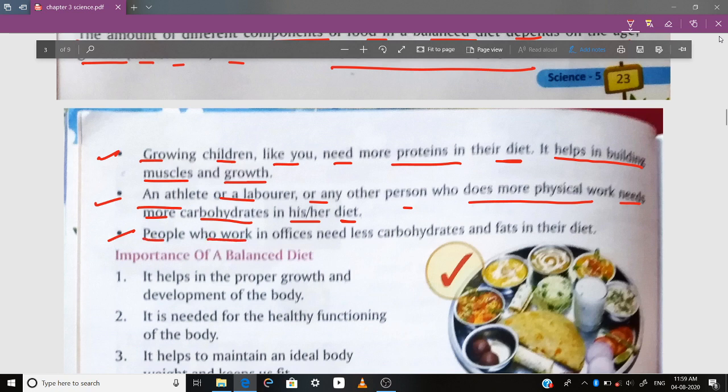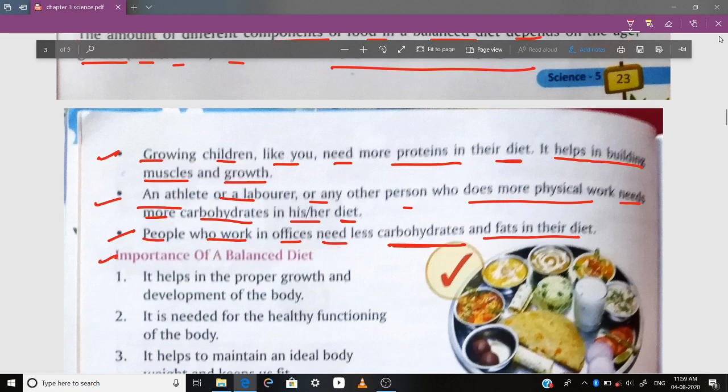Next, people who work in offices need less carbohydrate, because if we are working in an office, we are not doing any physical work, we are doing mental work. So we don't need too much carbohydrate. The people who are working in offices need less carbohydrates and fats in their diet.